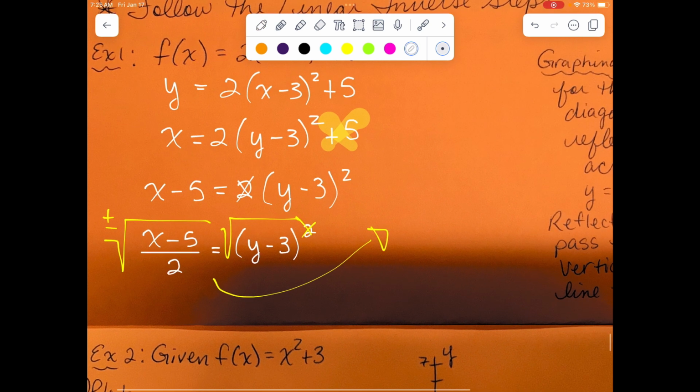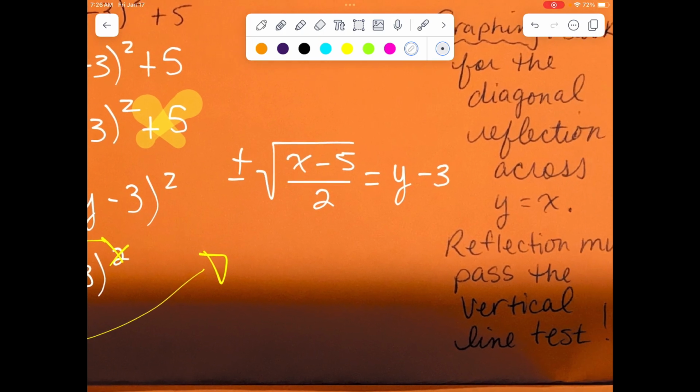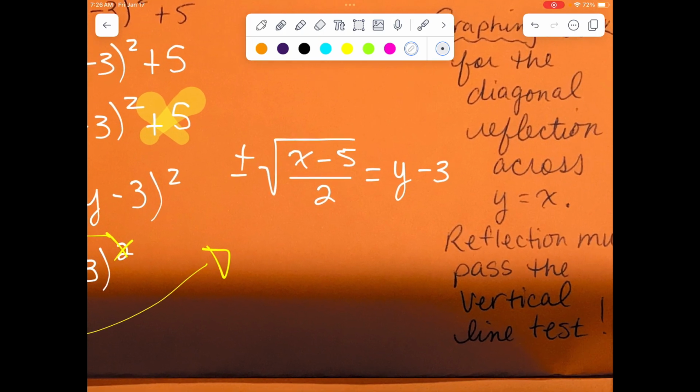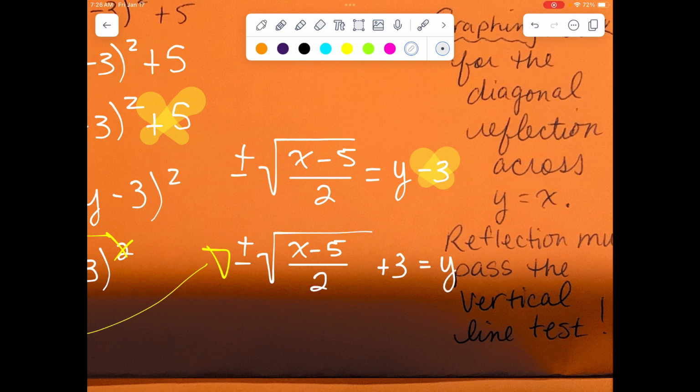That leaves us with the plus or minus square root of x minus 5 divided by 2 equals y minus 3. We want to get y by itself, so we start back over with the add and subtract, do opposites. The opposite of subtracting 3 is we are going to add 3 to the other side. Take our square root of x minus 5 divided by 2. We add 3 to it, and this would be our answer.